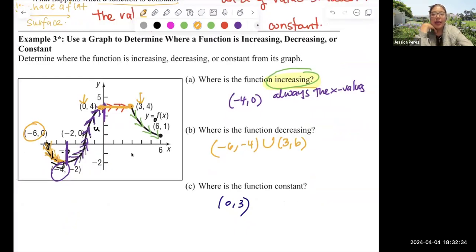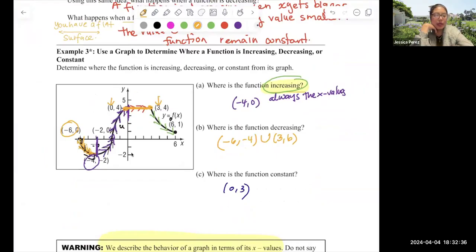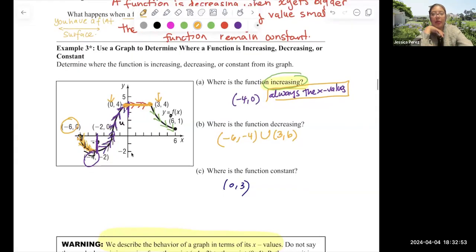Okay. Any questions on example number 3? Remember, it's always the x values. So you're not looking at the y values. You're only looking at the x values because it's an interval.